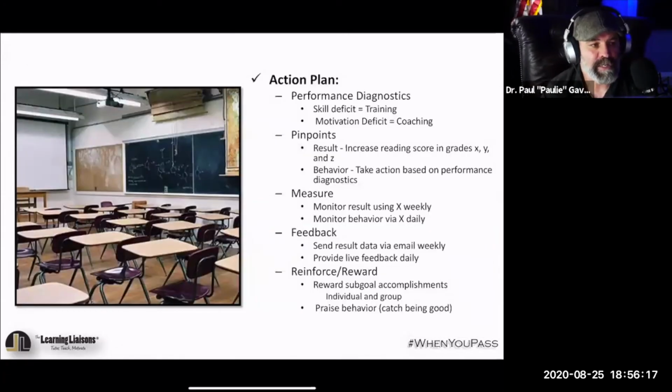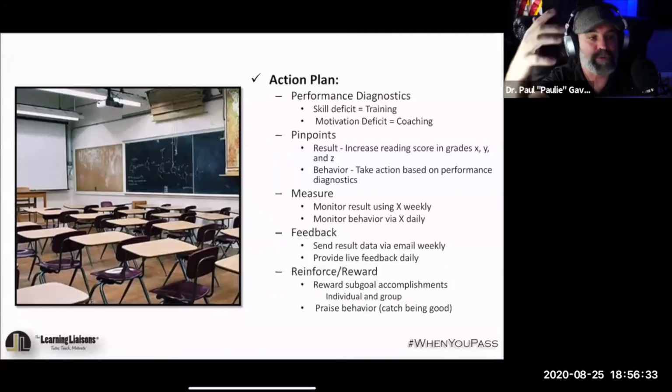Yep. So here, again, my action plan, I'm going to start with, I'm going to assess. I'm going to figure out what's going on, right? Is it a skill deficit? I'm going to give training. If it's a motivation deficit, I'm going to give some sort of coaching. This is going to be part of my action plan. Whatever the reading score, I didn't look back at the reading score, but if it was grade X, Y, and Z, if it's want to improve math in the 5th grade, I'm going to move that up X amount of percentage.